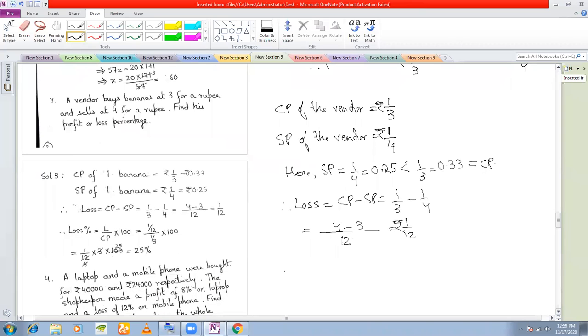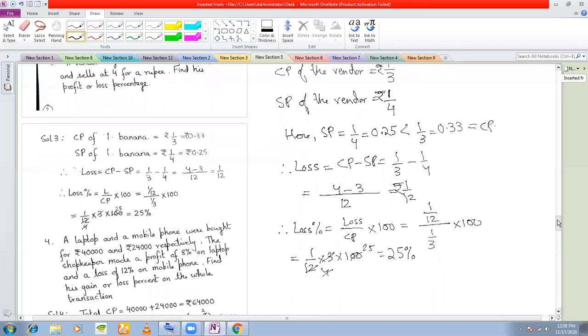So therefore, what should be his loss percentage? It is equal to loss by CP into 100. How much is his loss? We have calculated above, 1 by 12. How much is his cost price? 1 by 3, into 100. So this is 1 by 12 into 3 into 100. Now you start cancelling. So what is the percentage loss that he has incurred? 25% loss he has incurred.